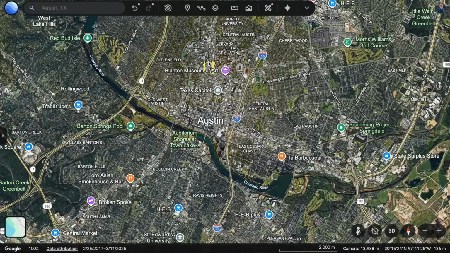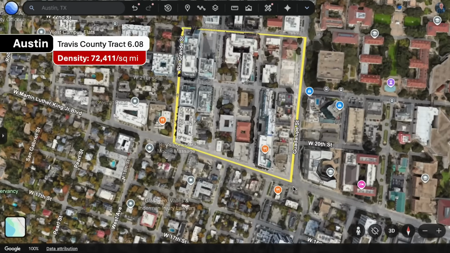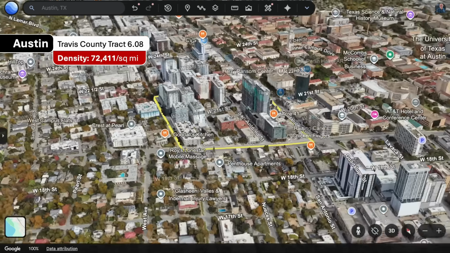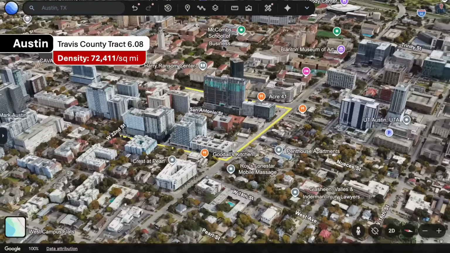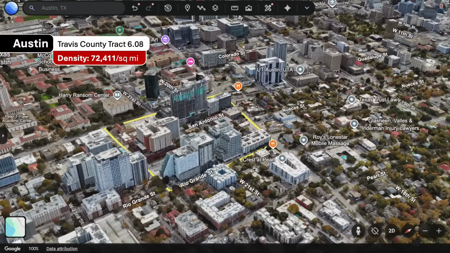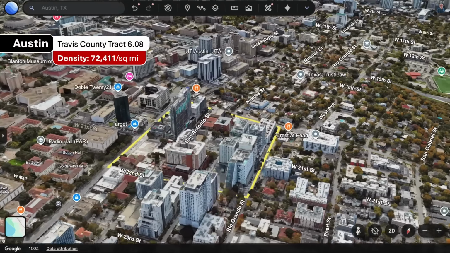Okay, honorable mentions. There are actually only 3 other metro areas represented among the top 1,000 densest census tracts, besides the top 10 in Philadelphia. Austin, Texas is home to number 671. It's in West University, tract 6.08, tons of dense residential, and yes, the count does tend to happen when school is in session, if you're wondering.